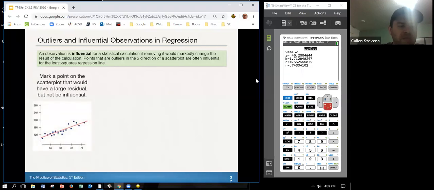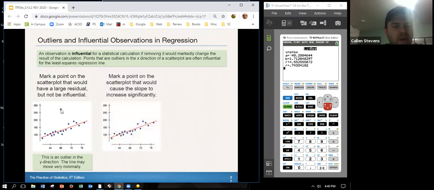So if you were asking me to mark a point on the scatter plot that would have a large residual but not be very influential, a large residual would mean that it's really far away, but non-influential means that it's not far away in the x direction. So here I have a point in the y direction. This has a very large residual, but it's not far away from the data in the x direction, it's in the y direction. So this is going to be a large residual, but it's not very influential.